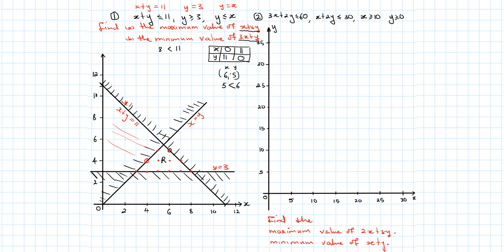So here, which line do we draw? 3x plus 2y equals 60. And then here, which line do we draw? x plus 2y equals 30. And here, which line do we draw? x equals 10, and then here y equals 0.